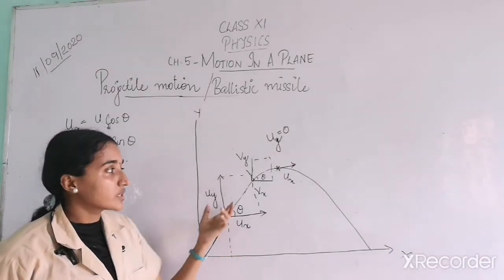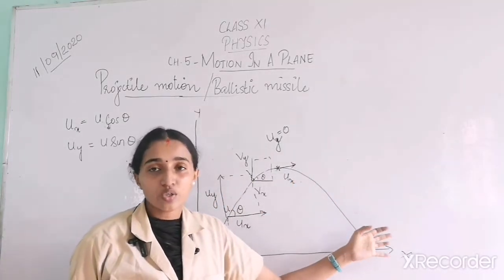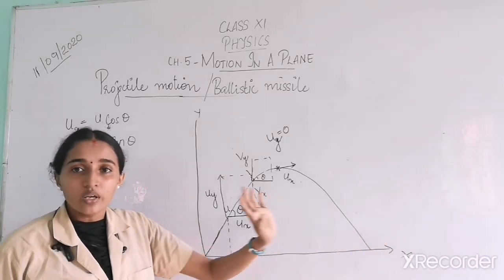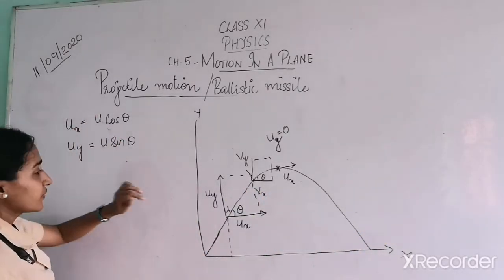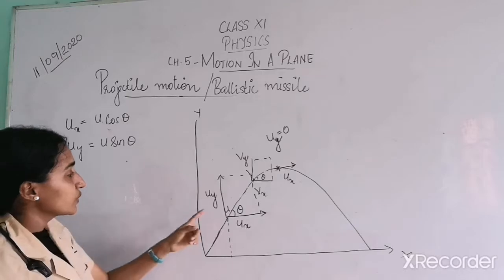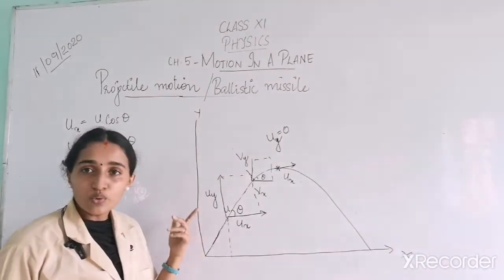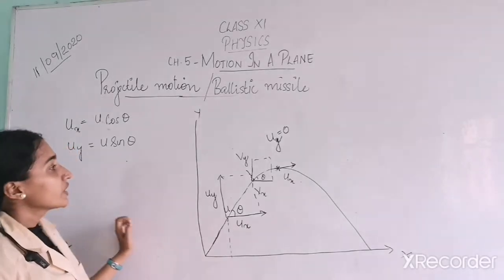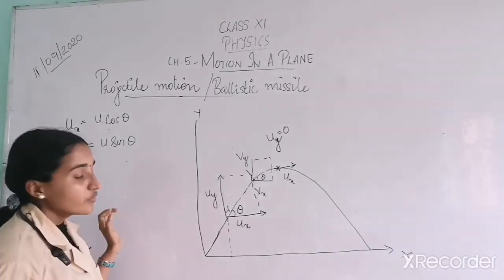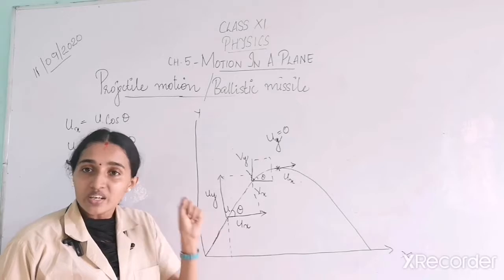Horizontal component will remain the same since, under the action of gravitational acceleration due to gravity, only the vertical component changes. Now, after resolving, you will get the two components. Ux will be u cos theta and uy will be u sin theta. Isn't it? Now what we are going to do is write the equation for displacement.